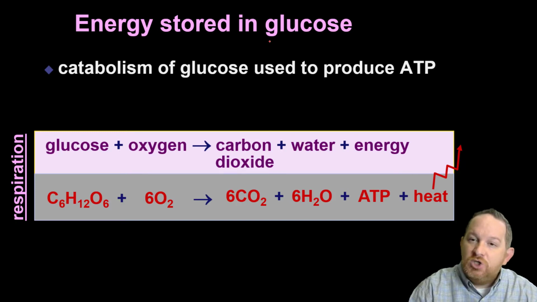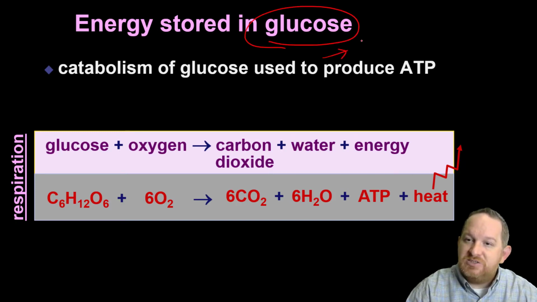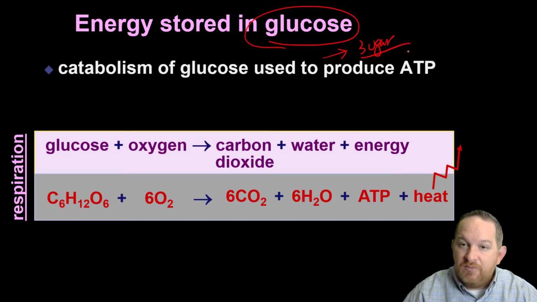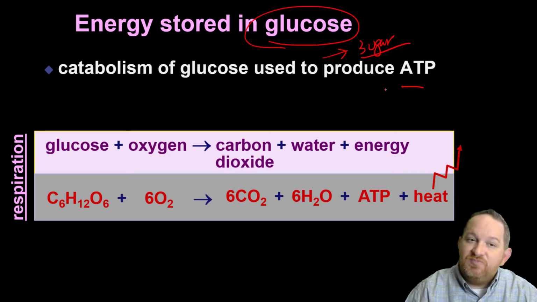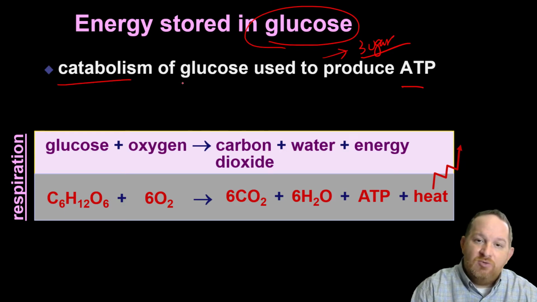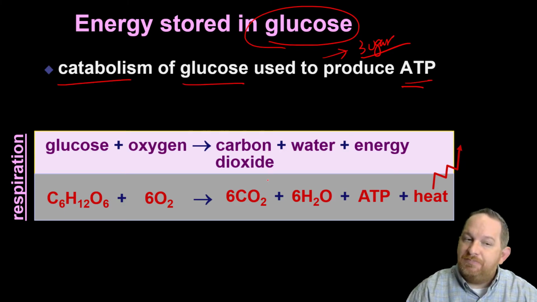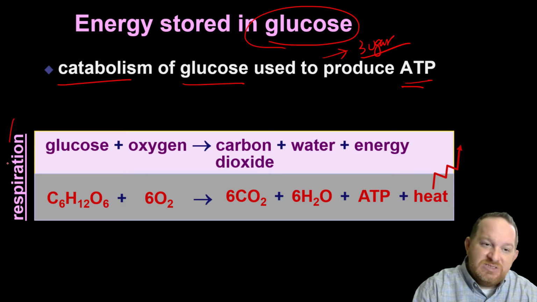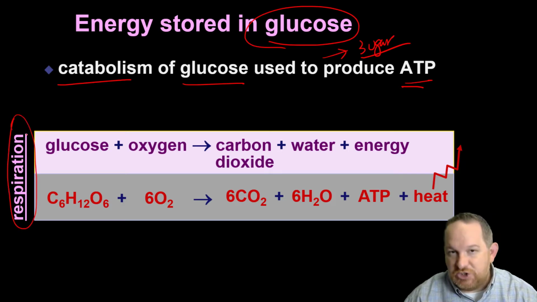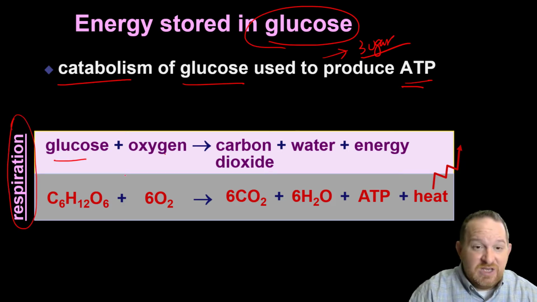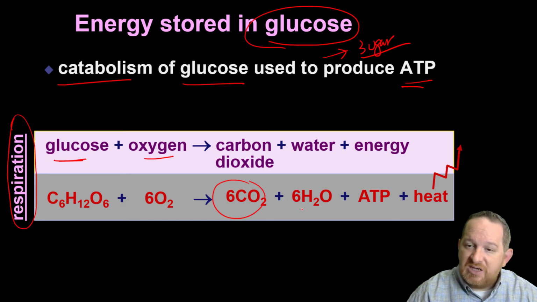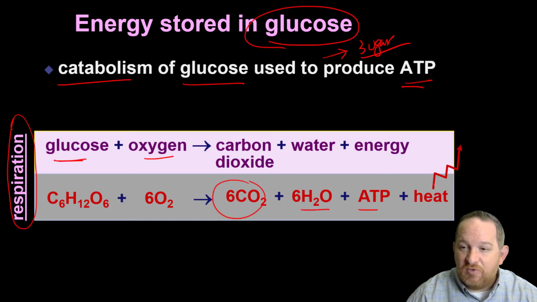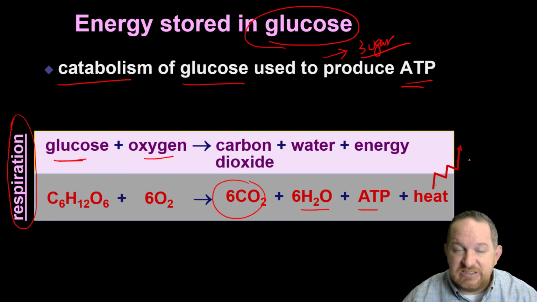Well, actually glucose, sugar, right? Remember I started talking about sugar. Sugar is how we make ATP. So we catabolize or break down glucose and we make ATP. This process is called cellular respiration. This is the process of taking glucose and oxygen and through several steps converting it to carbon dioxide, water, ATP, and then of course, as always, a little heat is given off.